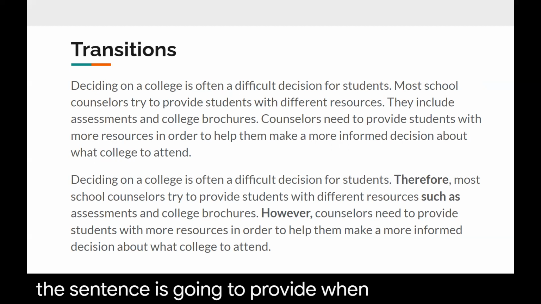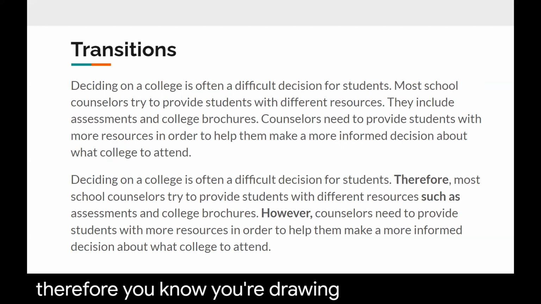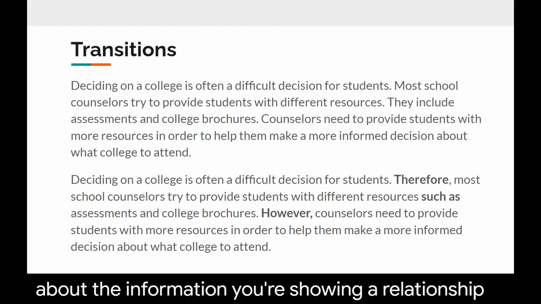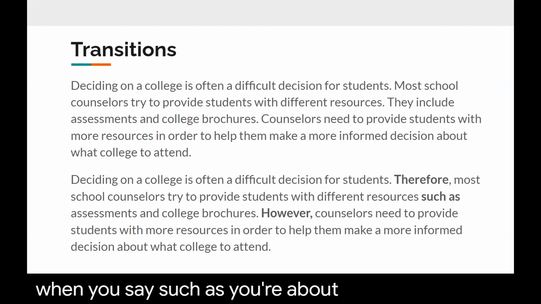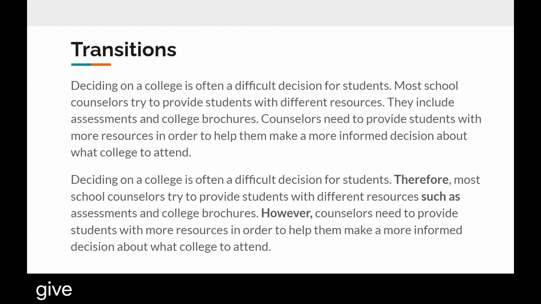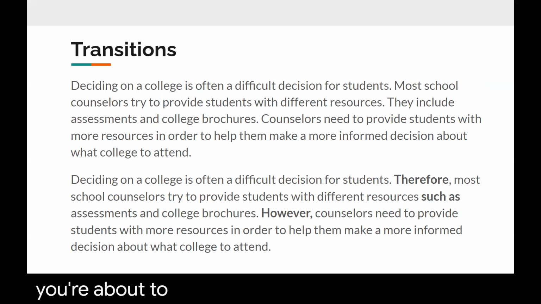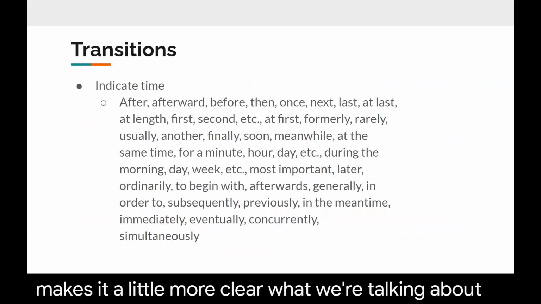When you provide "therefore," you know you're drawing some conclusion about the information. You're showing a relationship. When you say "such as," you're about to describe or give examples of something. "However" suggests that you're about to contradict something that you just previously said. So you can see how providing these signposts makes it a little more clear what we're talking about.